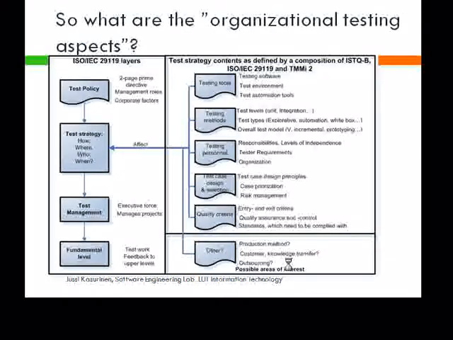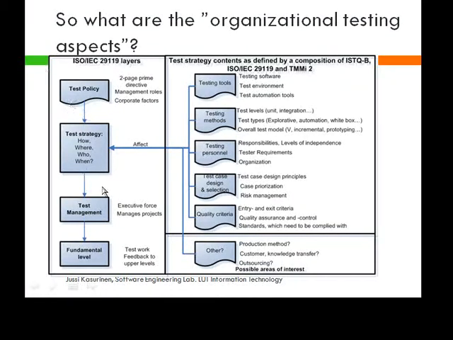Anyhow, so what are these organizational testing aspects? What is there in testing that can be discussed in organizational context? Well, as we can see from this table, pretty much anything that comes to mind. Here are the different layers of one international standard which defines test process, meaning that there's a test policy, test strategy, test management and fundamental level of testing, which means the actual testing work. And we will come back to that.